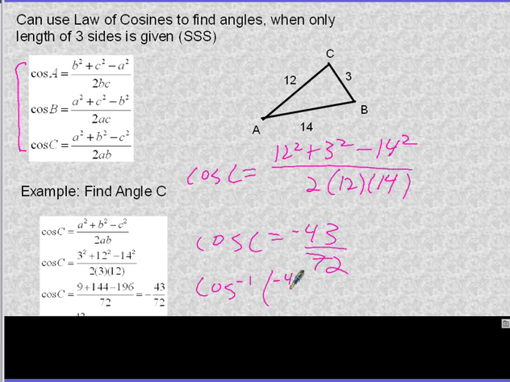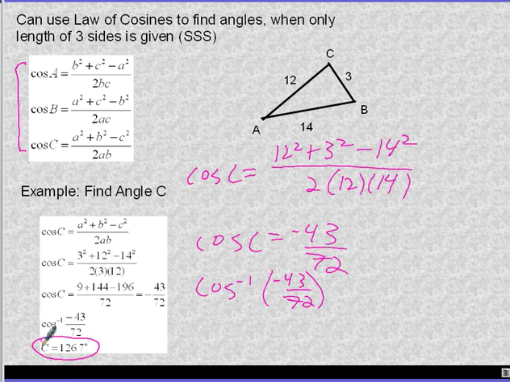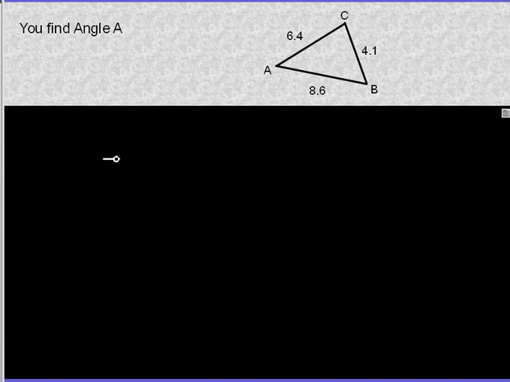43/72. And unlike last time, in this unit, unless I tell you differently, you should just assume you're in degree mode. So plug that into your calculator, and you end up with 126.7. So we're finding an angle. Remember, the last step is always going to be an inverse cosine function here. All right, there's one for you to try. Find angle A on this and come to class. Make sure you get the right answer.